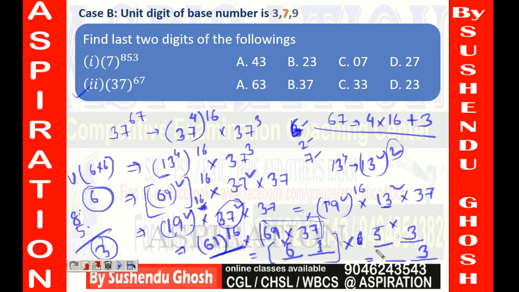So what can we write here? 3. So the last two digits of the second question will be 33. So option C will be the correct answer.